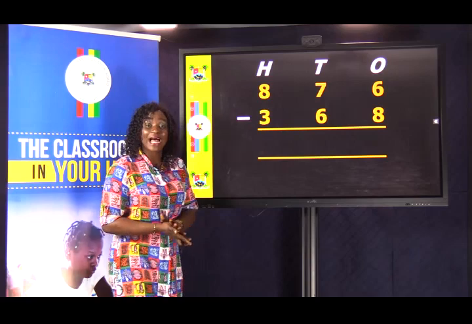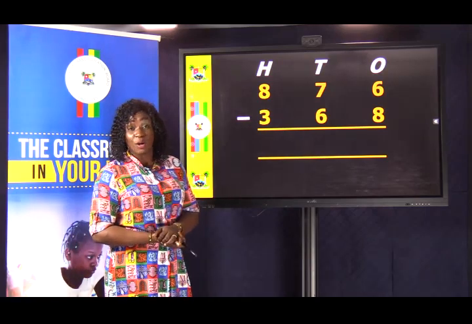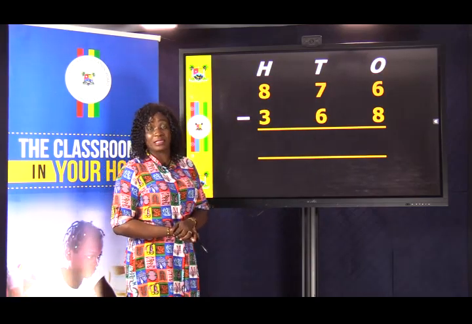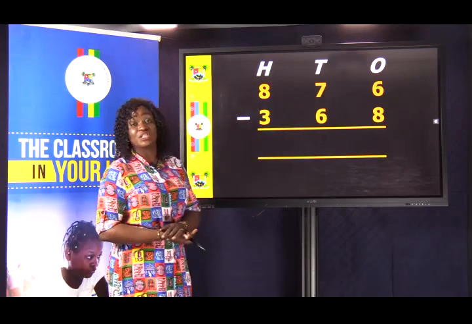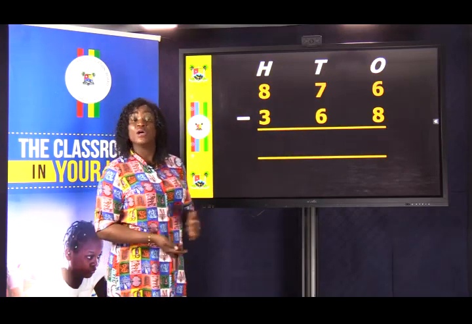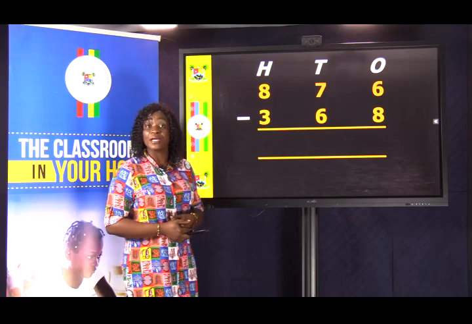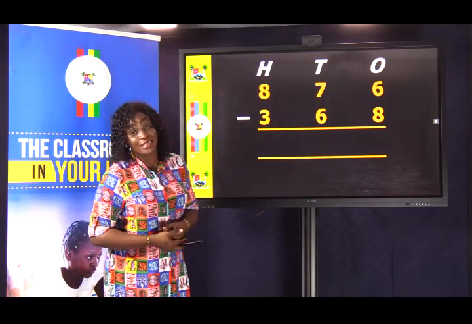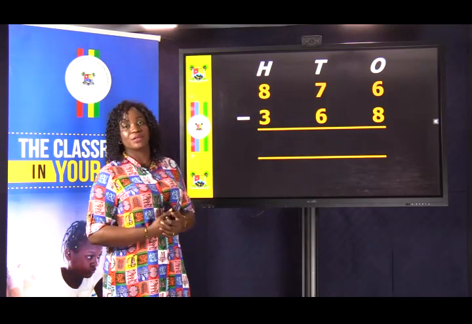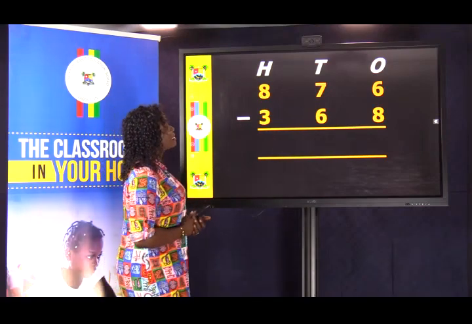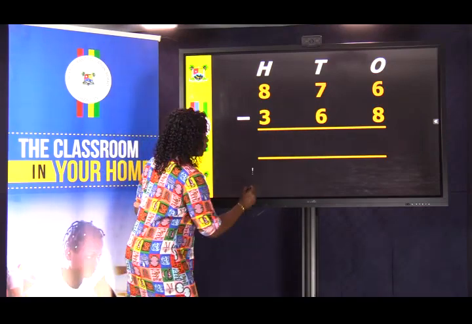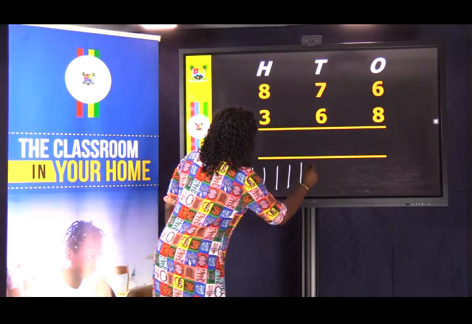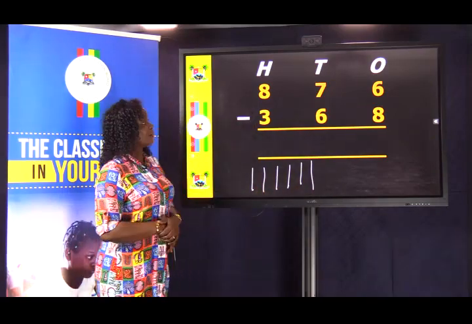368. This is why writing the sign you are working with is very important, because we are doing both addition and subtraction in this lesson. So if you don't write the sign you are working with, I might think you are doing an addition, meanwhile you are doing a subtraction question. So 6 take away 8. 1, 2, 3, 4, 5, 6. Can we take away 8 from it?